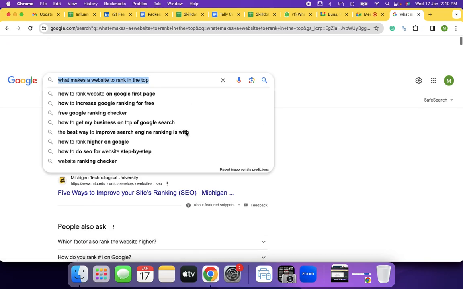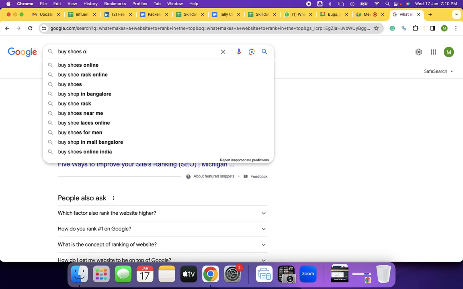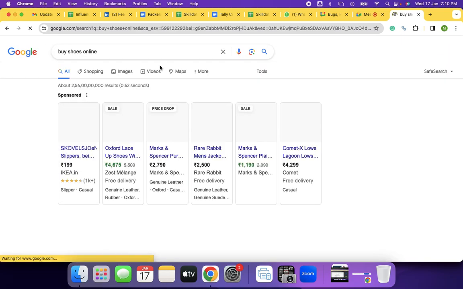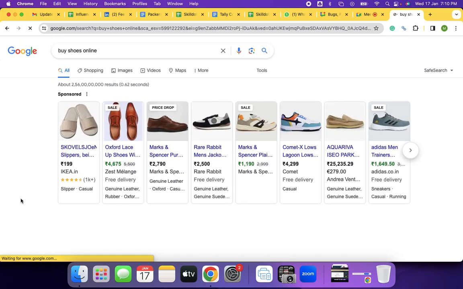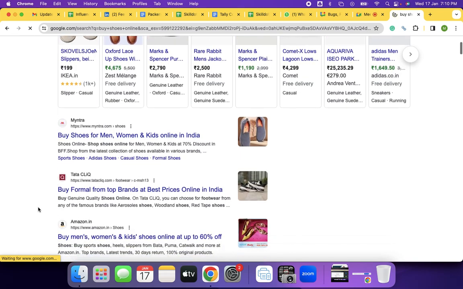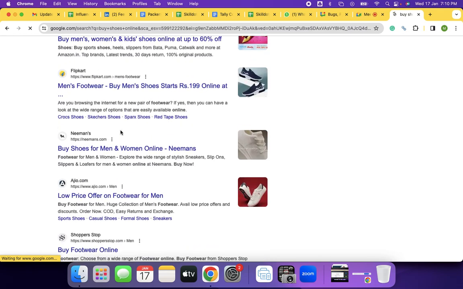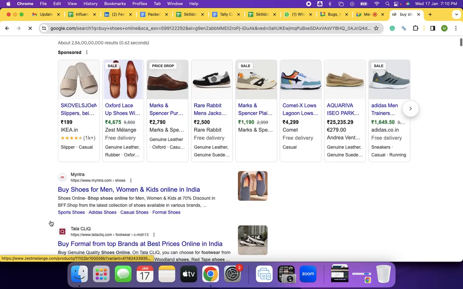Look at this. Buy shoes online. Okay, so now our question is, why is Google ranking Myntra at the top, and what is it going to consider? See, when you explore the internet, everybody is writing about keywords, backlinks, content, right? A number of things. So don't you think all these companies have implemented or done this? Everybody has done it, correct?